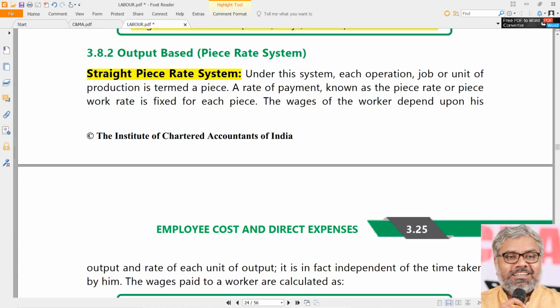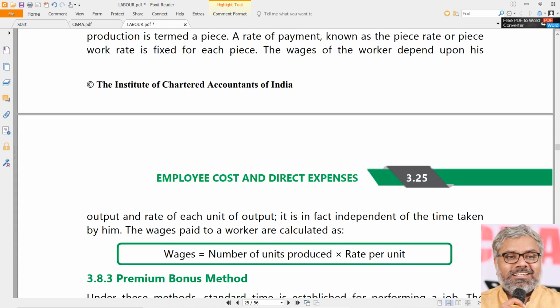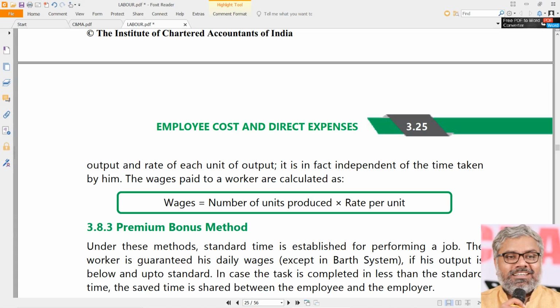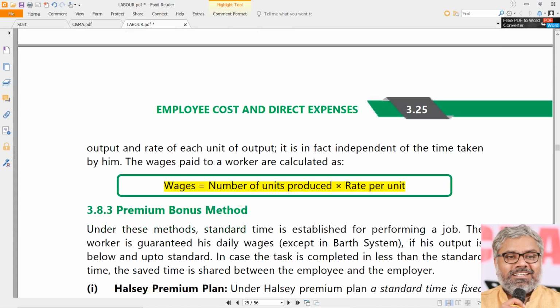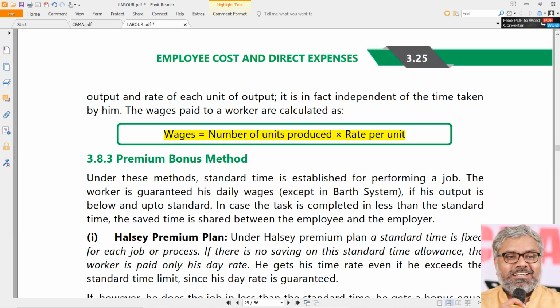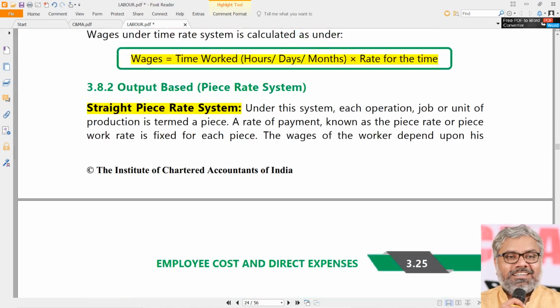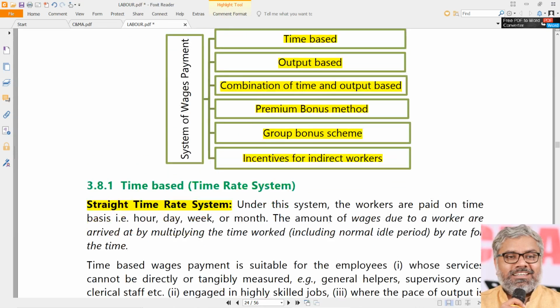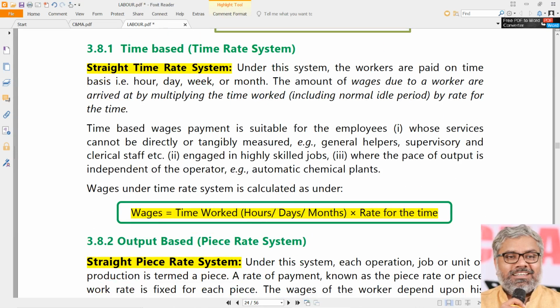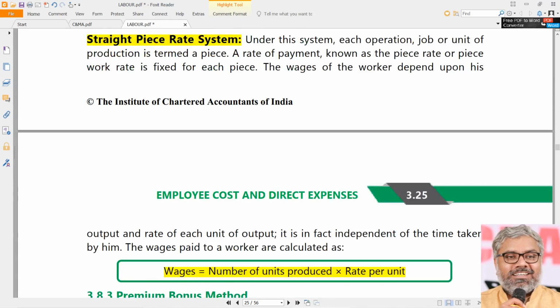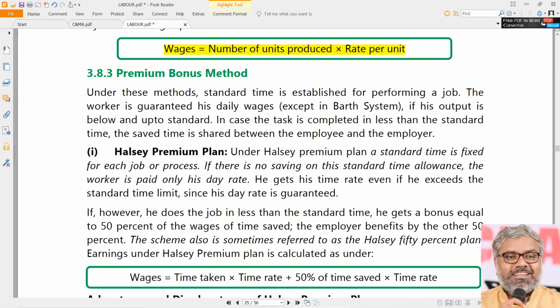Piece rate is different. Under the piece rate system, it is not the time that matters. It is the output that matters. So the wages of the worker depend upon output. In other words, how will the wages be calculated? The number of units produced by the laborer multiplied with rate per unit, because the rate is already fixed here, per unit. That we can call as piece rate system. These are the two popular systems. Either the wages can be paid per hour or the wages can be paid per piece of output generated by the worker. Those are the two major commonly used methods.